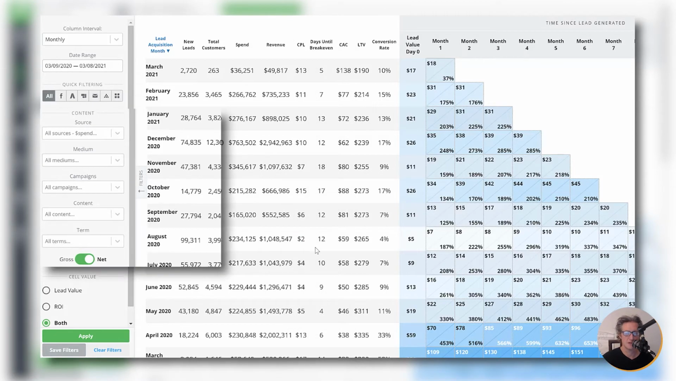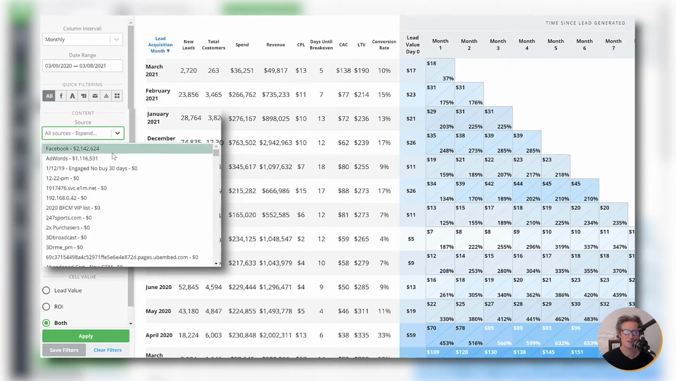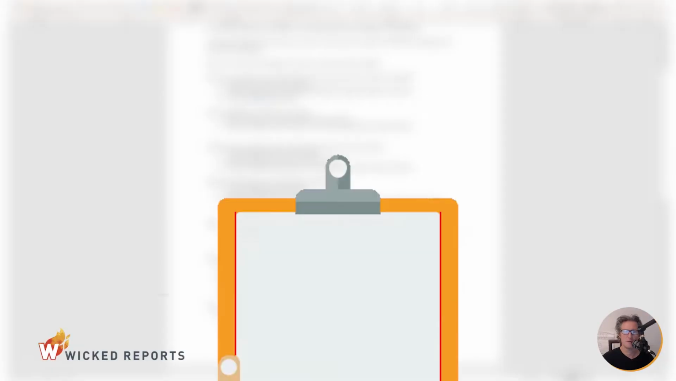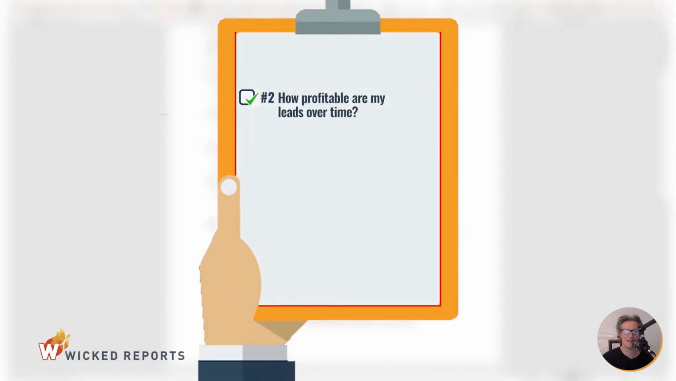Now, once you had some attribution for a few months, you can come over here and click on source and pick your paid channels and see how much the break-even date changes once you only look at leads attributed to this particular channel. Another play to run is how profitable are my leads over time.